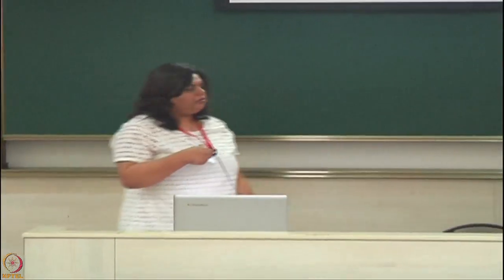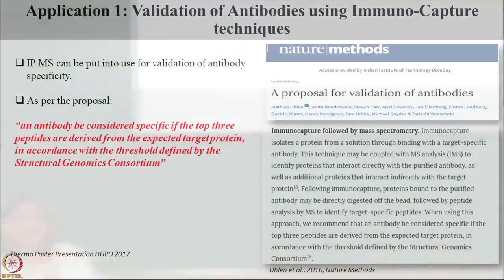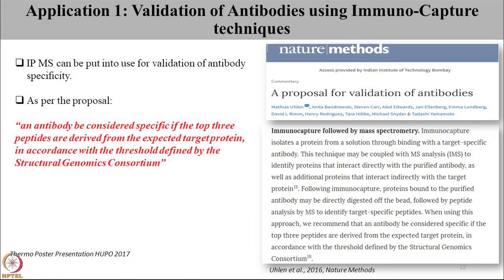So you can do an immunocapture and just see whether the top 3 peptides coming up after mass spectrometry are of the protein of your interest, in this case STAT3. If that is coming, you can be confident that whichever antibody is more specific will give a higher number of peptides, or the top hits would be from the protein of interest. In this way, they have proposed a panel of many studies for validating an antibody, and one of the studies they have proposed is immunocapture.